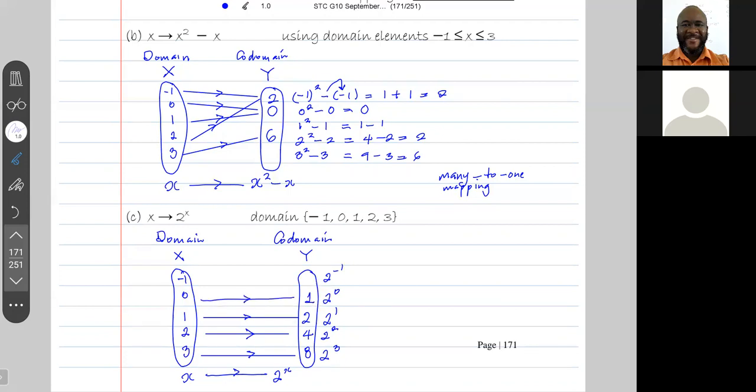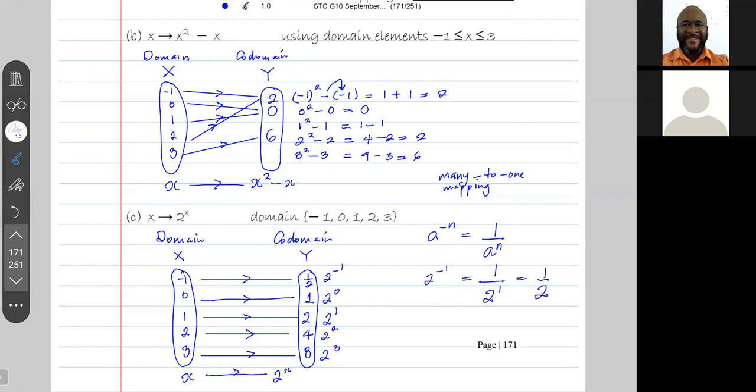So 0 is mapped to 1. Now, 2 to the -1 is actually a half. So -1 is mapped to a half. And to remind persons why, I remind you of the law of indices that says a to the minus n is equal to 1 over a to the power n. So that means 2 to the minus 1 is the same as saying 1 over 2 to the positive 1, which is just the same as saying a half.